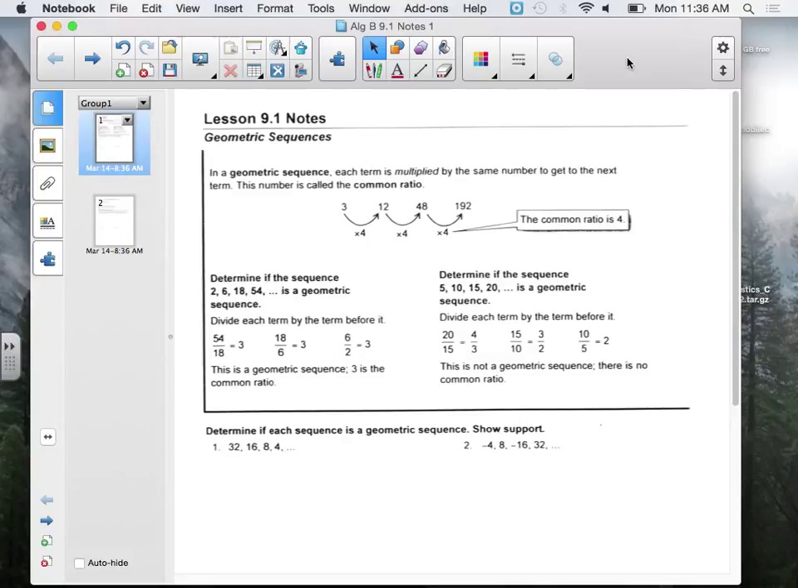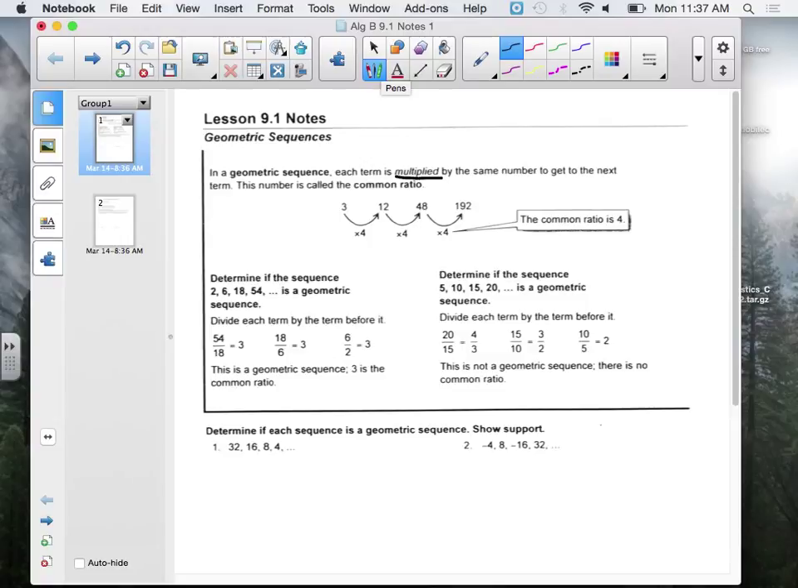So today, the learning objective is I can recognize and extend geometric sequences. First things first, what is a geometric sequence? In a geometric sequence, each term is multiplied. That's very important, multiplied. Multiplied by the same number to get to the next term.